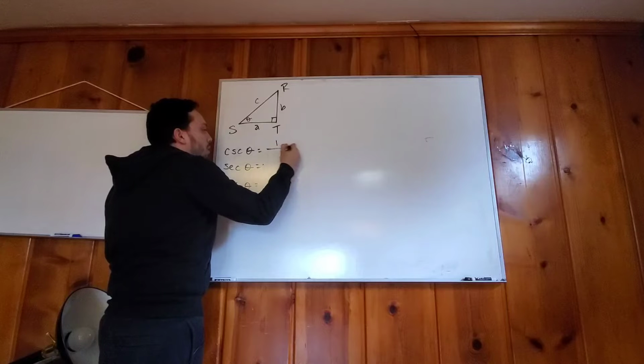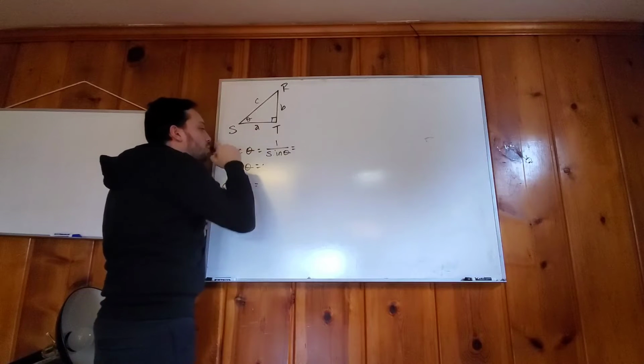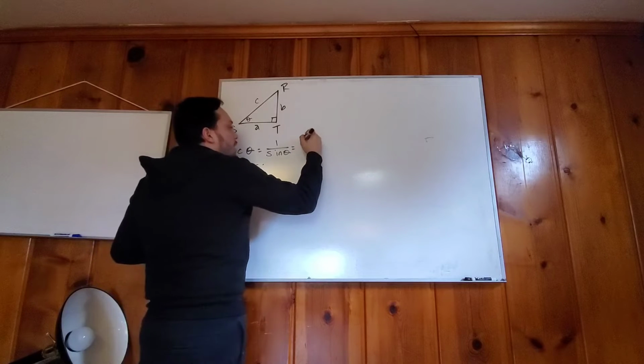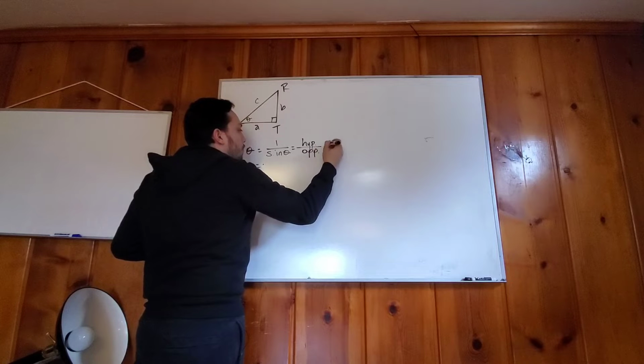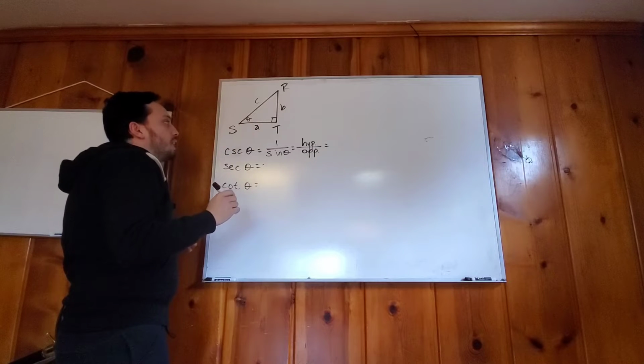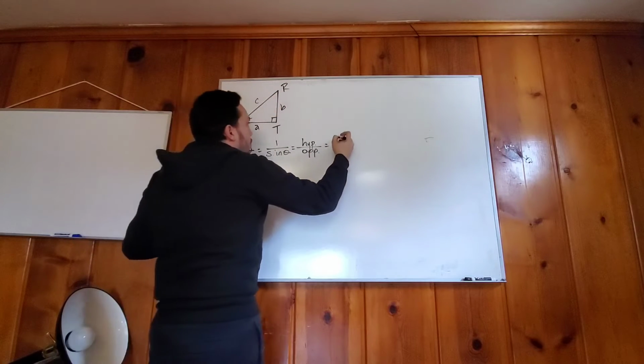So cosecant, as your book says, is going to be 1 over sine theta. 1 over sine theta is the same thing as the hypotenuse over the opposite. The opposite is B, the hypotenuse is C, so it'd be C over B.